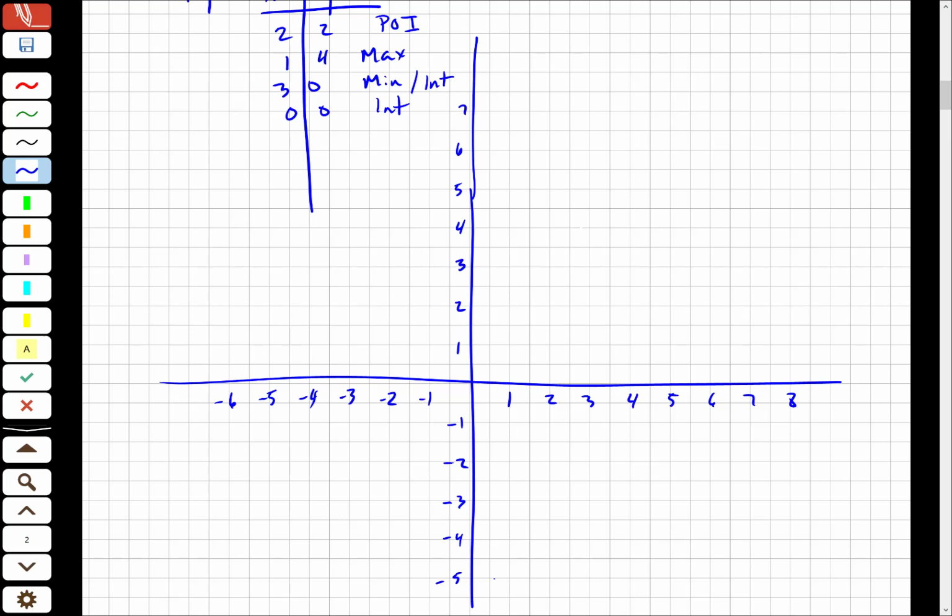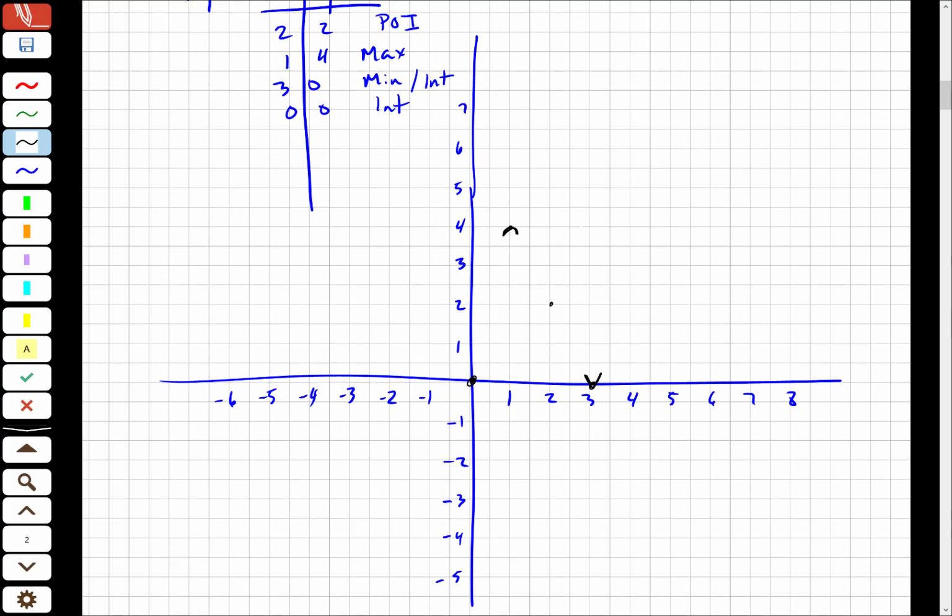Okay. And I'm going to put these points on the graph. So 0, 0, 3, 0. 2, 2 is a point of inflection. 1, 4 is a max. So I put like a little cap there. 3, 0 is a min. This is also, if you remember, the behavior of this zero of multiplicity, that it will come down and touch the x-axis and go back up.